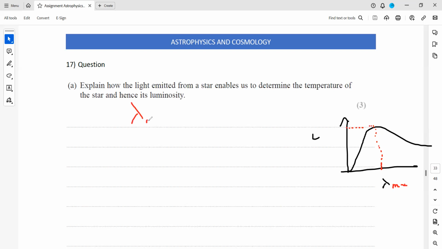And we know, according to Wien's law, lambda max times temperature will give us 2.89 × 10⁻³. From its spectrum, we'll have lambda max. So from this lambda max, we can work out the temperature of a star. And how do we work out the luminosity?